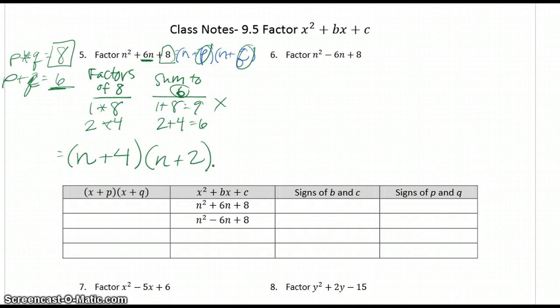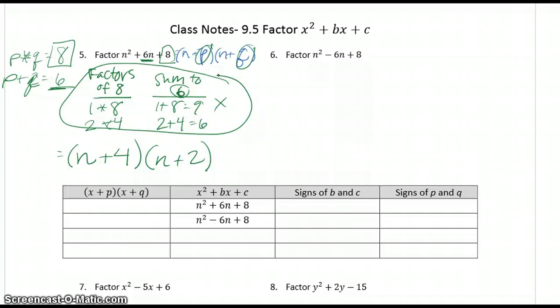Question? Do we have to write them all out if we know which one it is? No, this is just the work to help me figure out what is my p and what is my q. A way to show your work here, if you just know it right away, is just to write 2 times 4 equals 8, and 2 plus 4 equals 6. That would be showing your work on this.